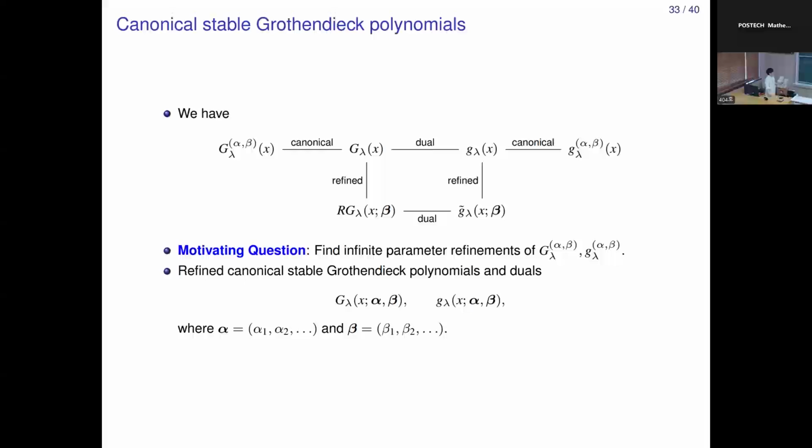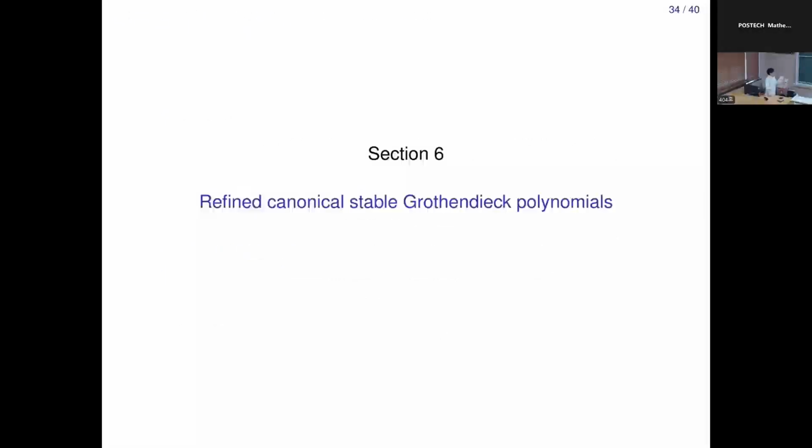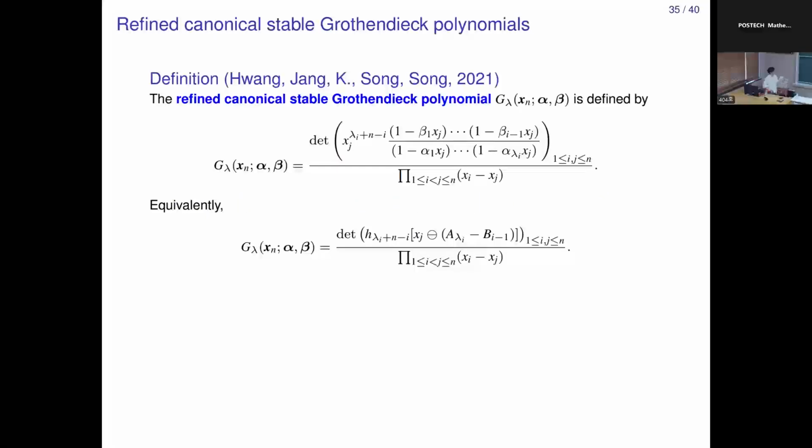Here both alpha and beta are infinite parameters. So they are really fitting somewhere over here, generalizing everything. I'm not going to tell you the whole thing, but let me tell you how the formula looks. We defined the canonical stable growth-ending polynomial with infinitely many parameters alpha and beta in this way. And in fact, if the alphas are all equal to just alpha, and the betas are all equal to just beta, then this reduces to Eleusirov's formula.